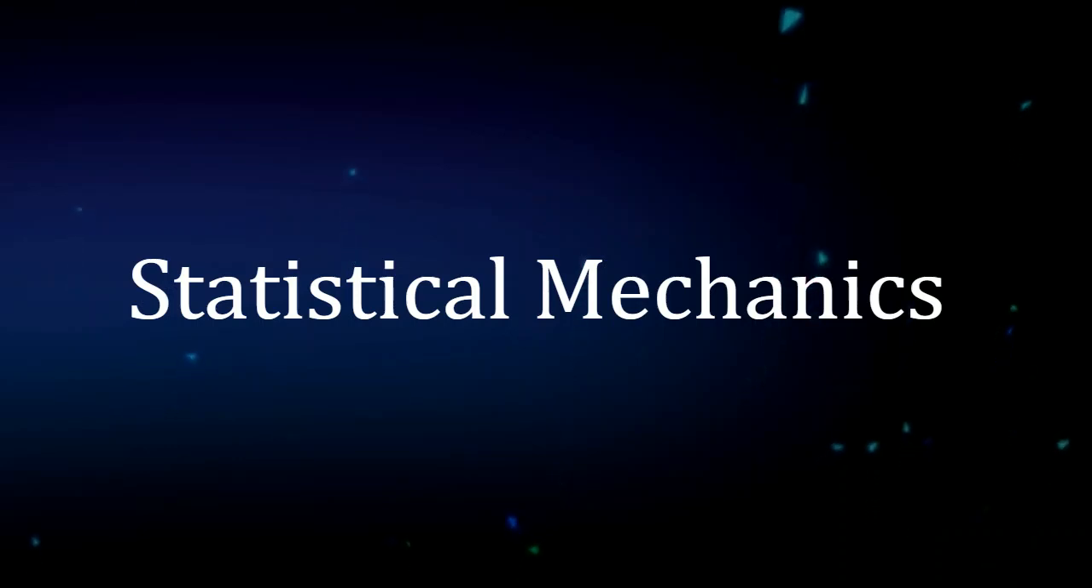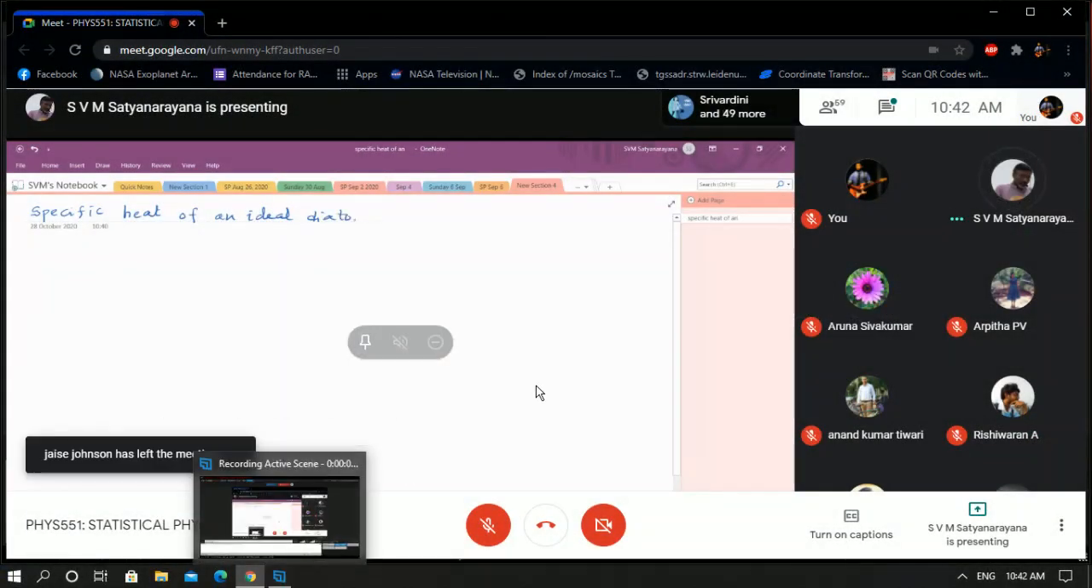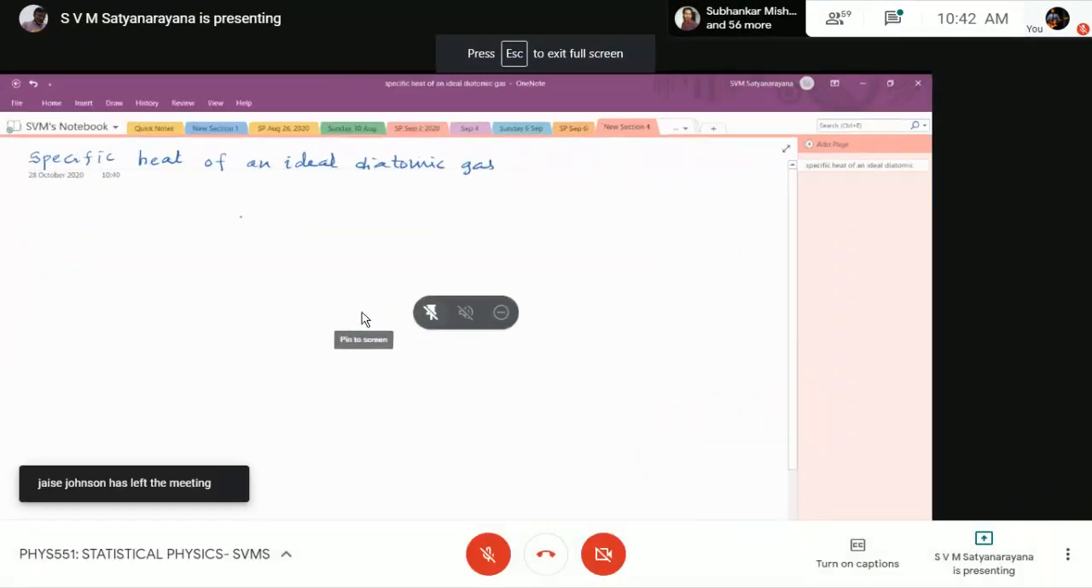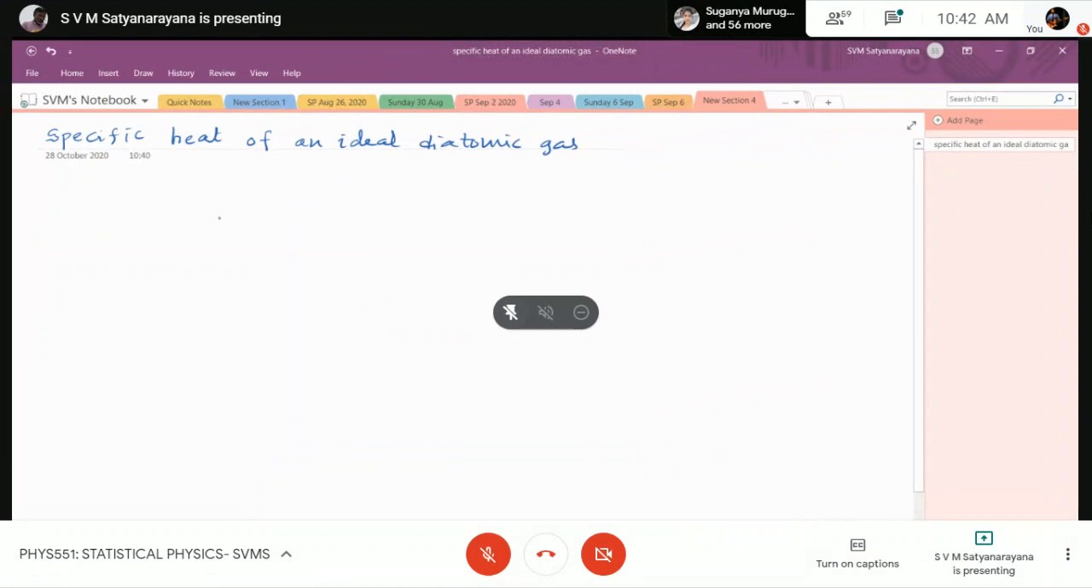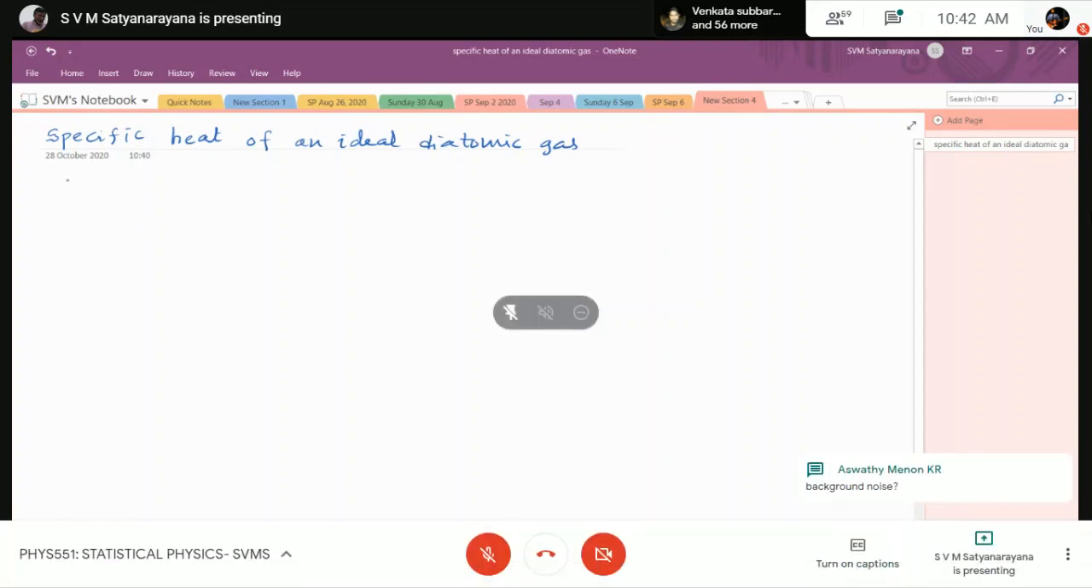Of an ideal gas, ideal diatomic. Okay, so the first step to the problem is, so this is an ideal gas. So what do we mean by an ideal gas?